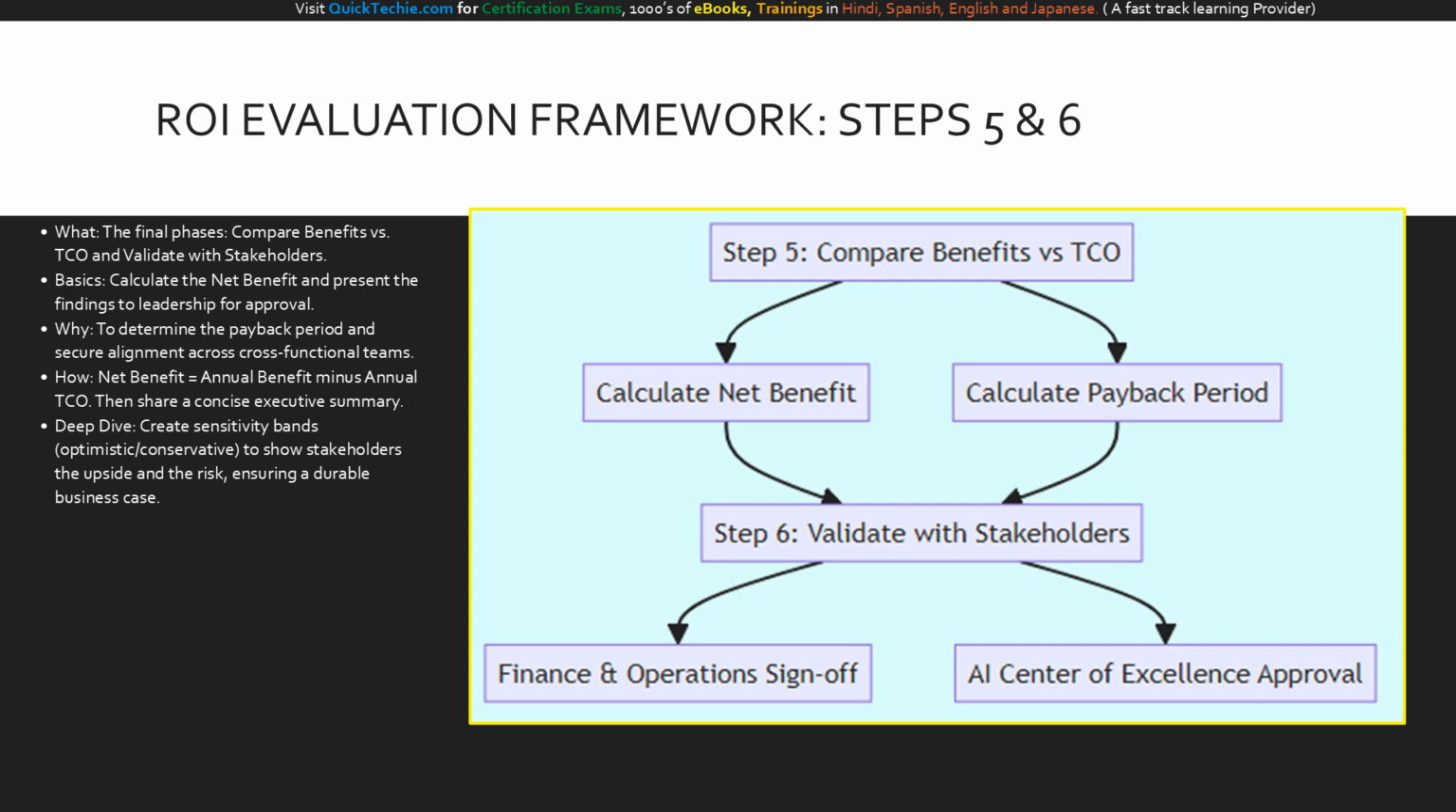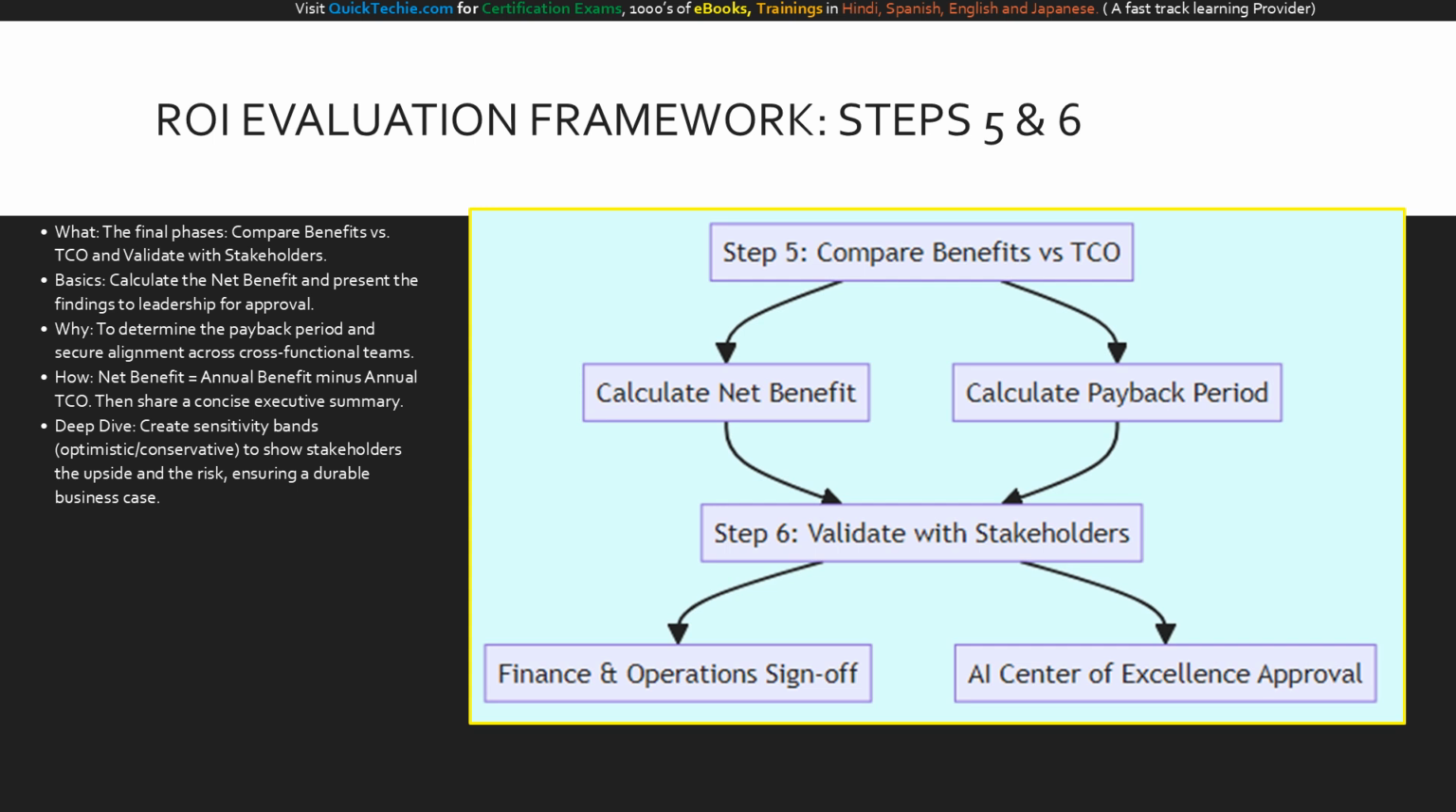Our final diagram shows the culmination of the evaluation process. At the top, step 5, compare benefits versus TCO, drives 2 critical financial outputs, calculate net benefit and calculate payback period. These hard metrics then flow into step 6, validate with stakeholders. This validation node is the ultimate gateway for your project. From here, the flow branches out to require finance and operations sign-off and AI Center of Excellence approval.